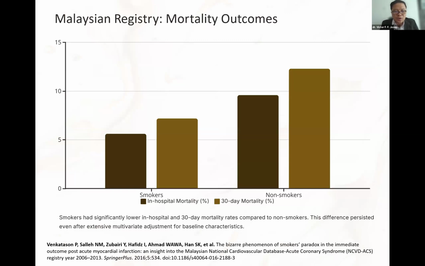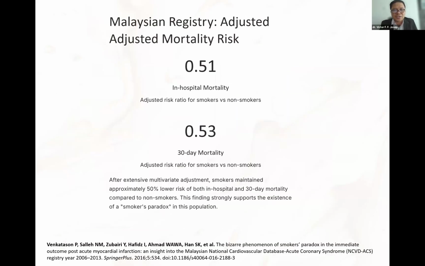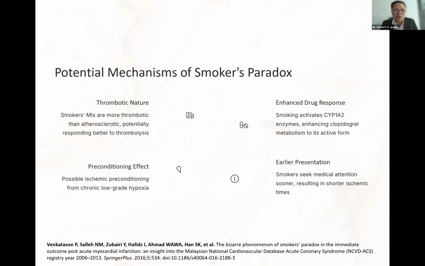We found that in-hospital mortality in smokers is lower than in non-smokers. So this supported the paradox. It's different from the Thailand registry that we discussed before. This is called a bizarre phenomenon, right? Smokers had significantly lower in-hospital and 30-day mortality rates compared to non-smokers: 0.51 for in-hospital mortality and 0.53 for 30-day mortality.